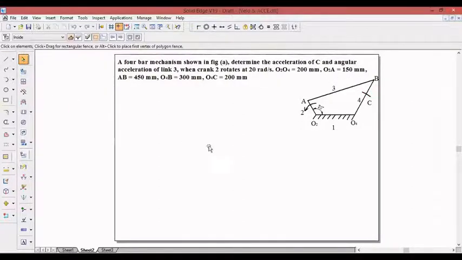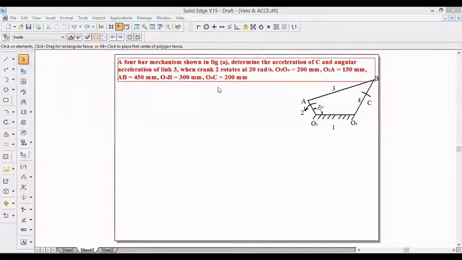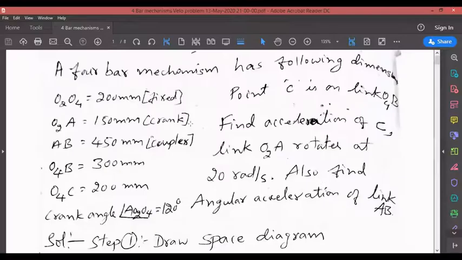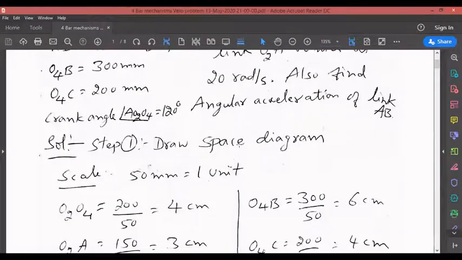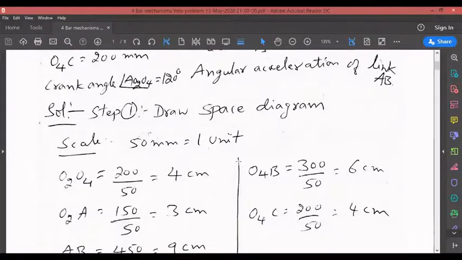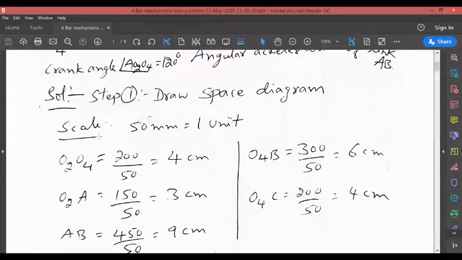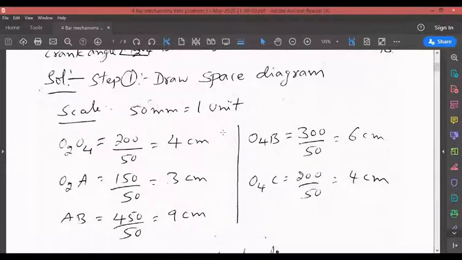Now, as a solution part, first we need to read the problem, then we need to draw the configuration diagram. The first step of doing solution is, after getting a problem statement, we need to draw the space diagram. Another name of space diagram is configuration diagram. To draw the configuration diagram, let us take scale 50 mm is equal to 1 unit. Let us take 1 unit is equal to 1 centimeter.